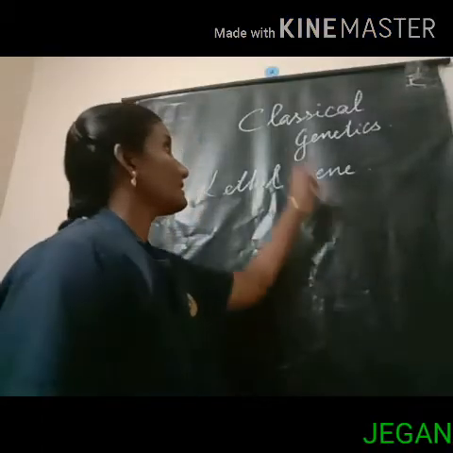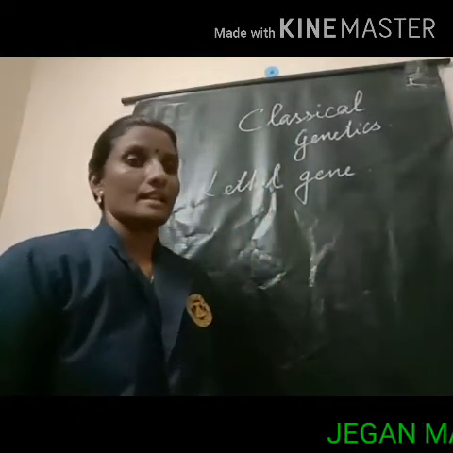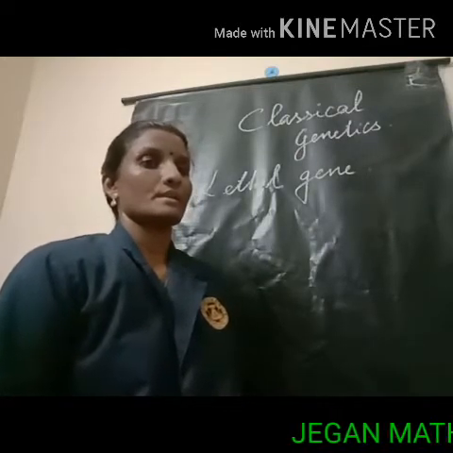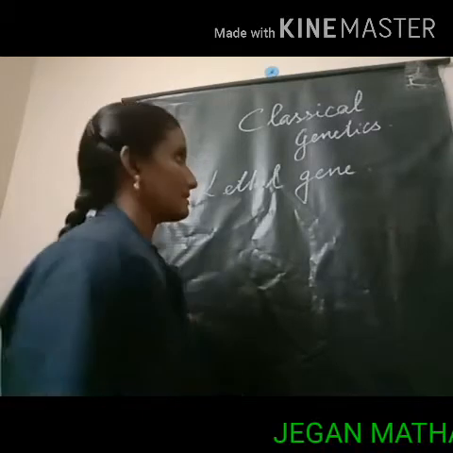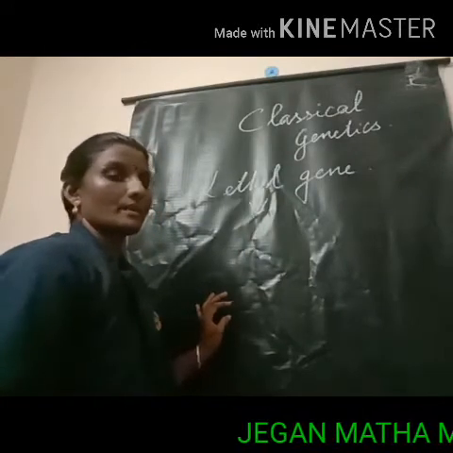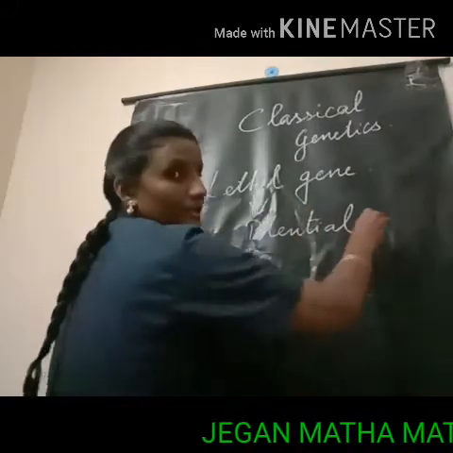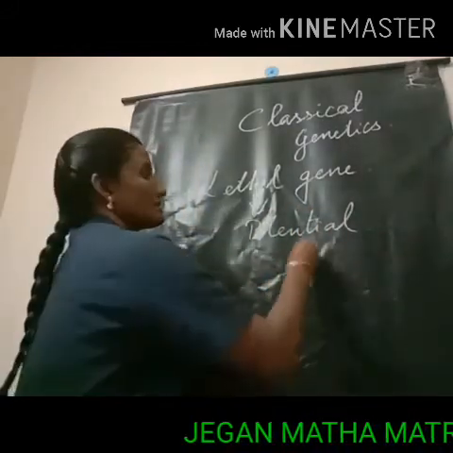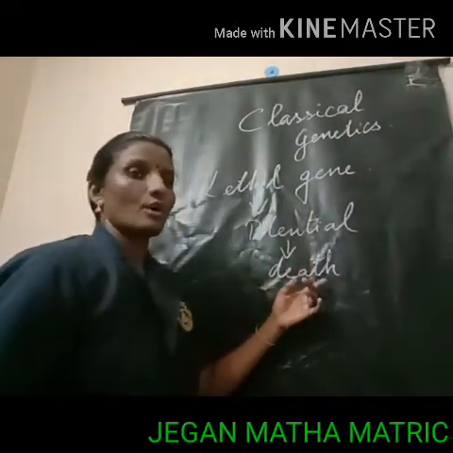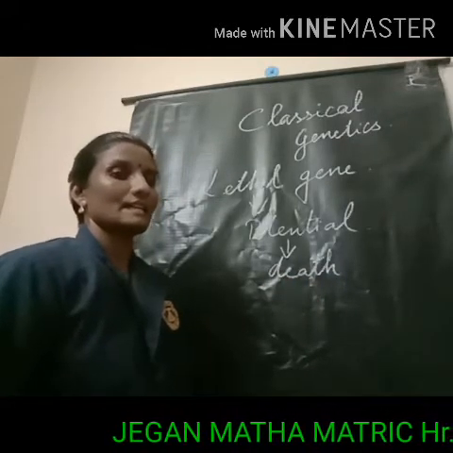We are going to study classical genetics. In that, we are going to study lethal genes. An allele which has the potential to cause the death of an organism is called a lethal allele. So here, lethal allele means what? An allele having the potential to cause death of an organism is called a lethal allele.